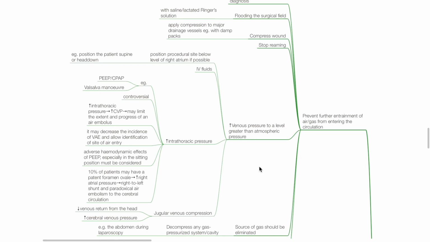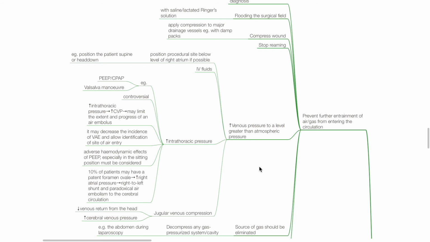10% of patients may have a patent foramen ovale. Increased right atrial pressure may cause right to left shunt and paradoxical air embolus. Jugular venous compression reduces venous return from the head and increases cerebral venous pressure.